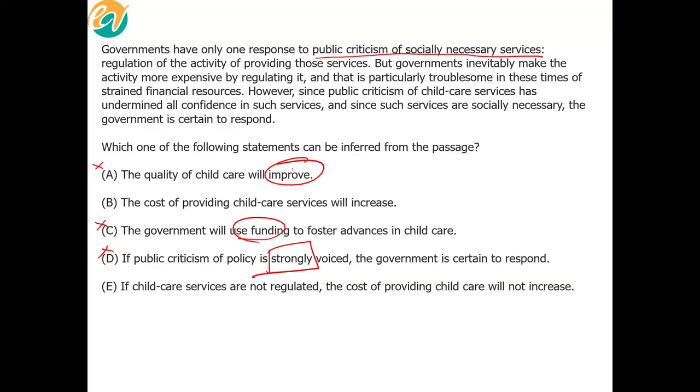Baker is the right answer. Why? Well, actually, it flows straight from the argument, right? Now, notice what's happening. The argument says that when there is a public criticism, what happens? Very nice. Regulation. And then what does the argument say? Governments inevitably make the activity more expensive, so regulation leads to that activity becoming more expensive.